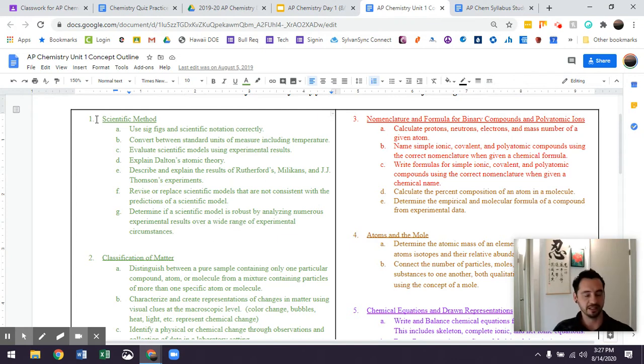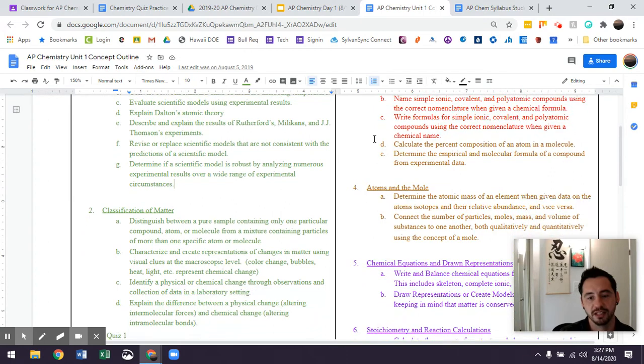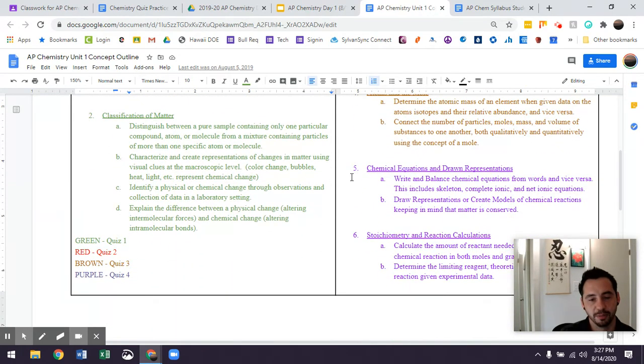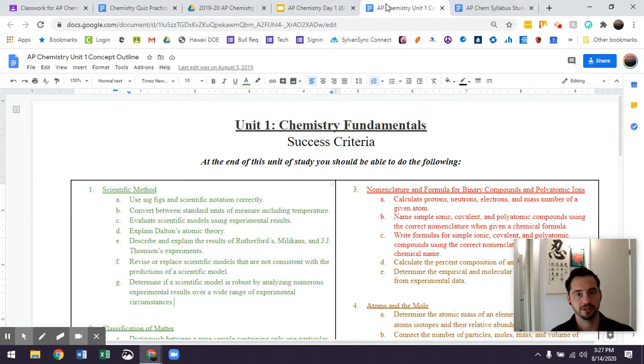So again, I'm not collecting that bookwork, but you are going to be tested and you're expected to know that material. Okay, so the first quiz is on the green stuff, second quiz is on the red stuff, the third quiz is on the brown stuff, and the purple is the 4th quiz. So 4 quizzes, and again, the first one will be on Thursday.